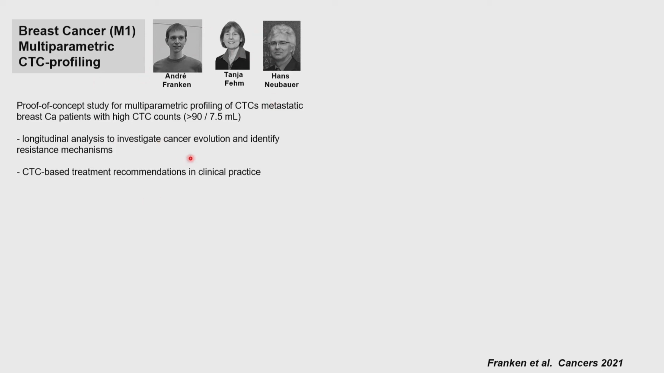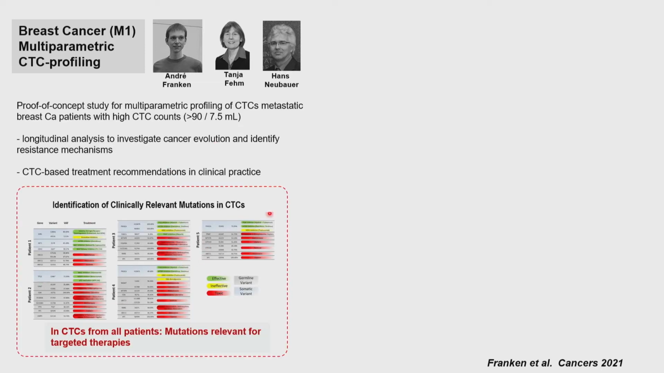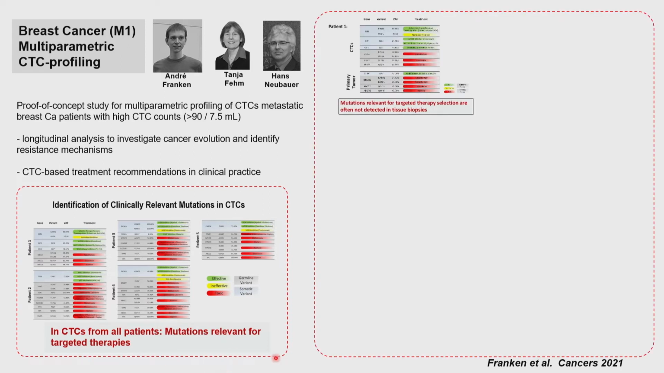They focused on metastatic breast cancer patients with high CTC counts, which means over 90 CTCs in 7.5 milliliters of blood. And one of the first things they noticed after isolating those CTCs and doing whole exome sequencing was that they found in all of the patients they investigated mutations relevant for targeted therapies, and importantly, often these mutations were not found in the matched tumor tissue.